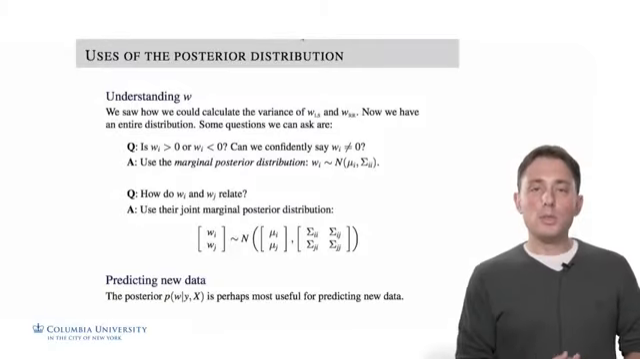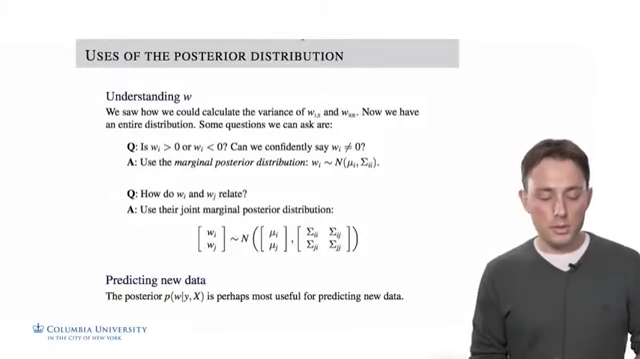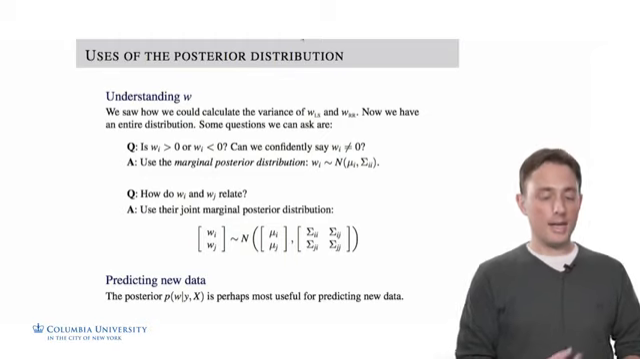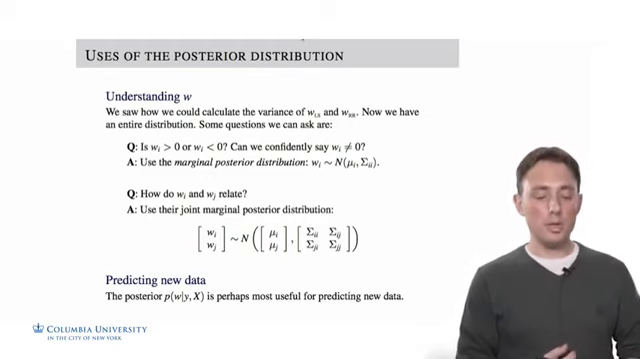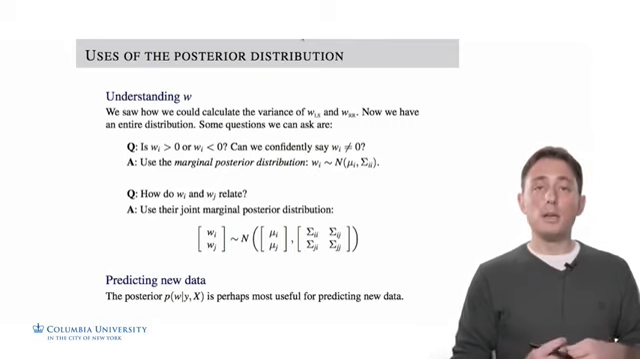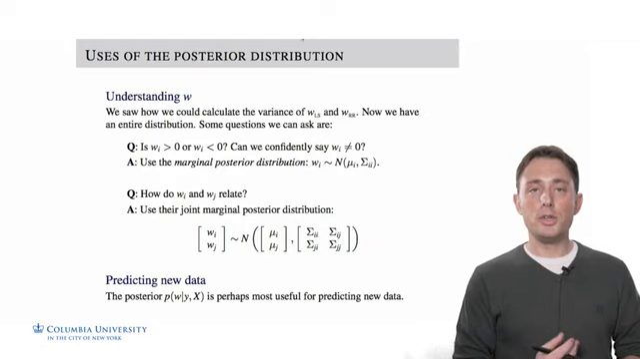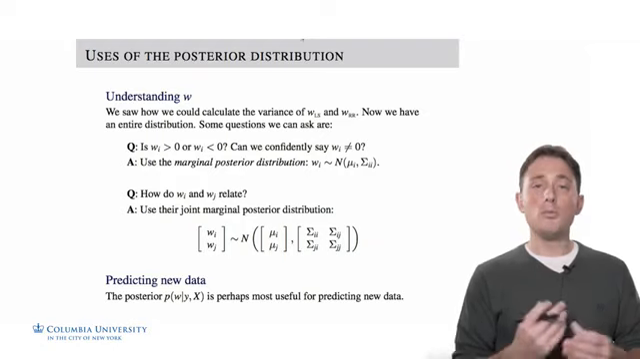Okay, so let's look at some uses of this posterior distribution. On this slide, I give two very simple examples of something we can do with the posterior of W. One is we can give probabilities. We can ask questions like, is the ith dimension of W positive or negative?